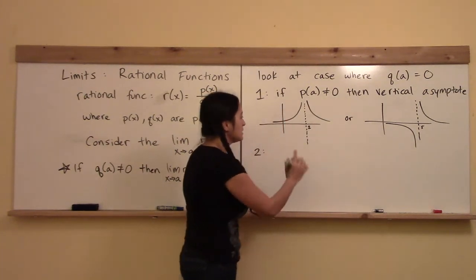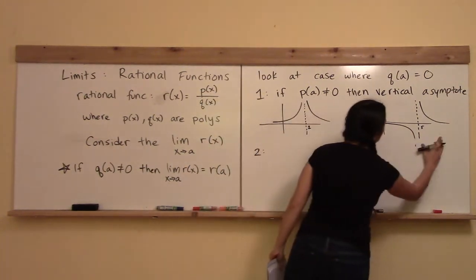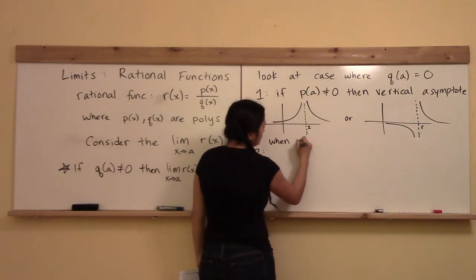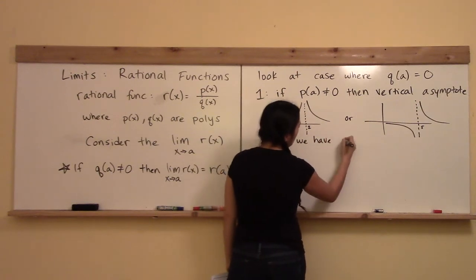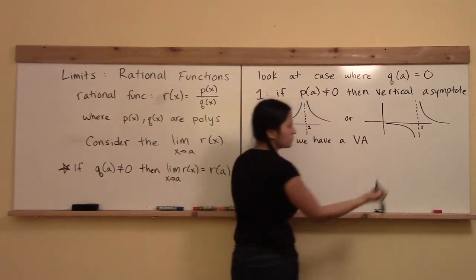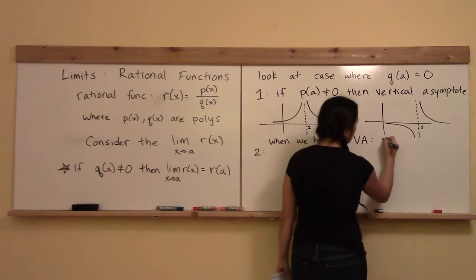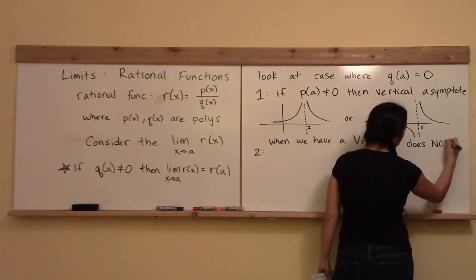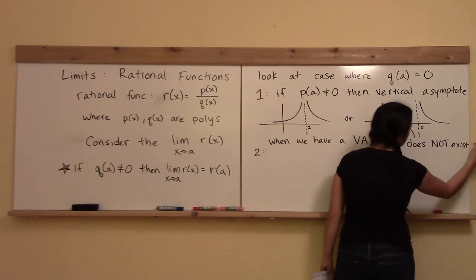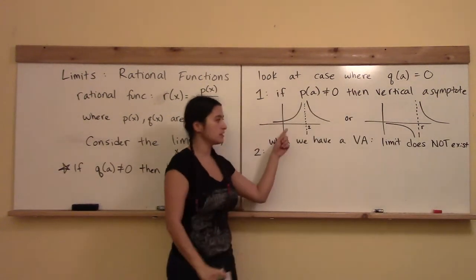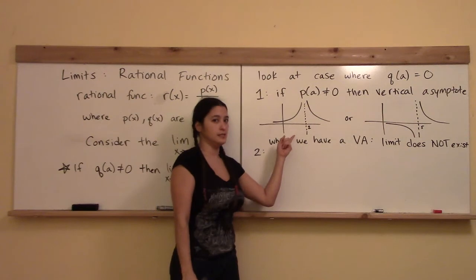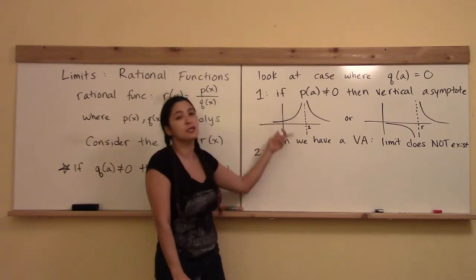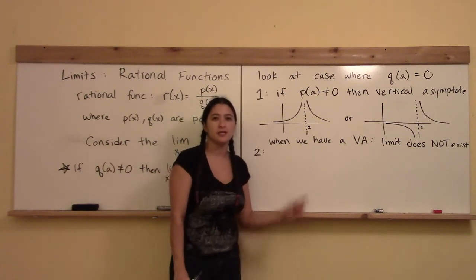In all of these cases, when we have a vertical asymptote, we're going to say that the limit does not exist. So when we have a vertical asymptote, I'll just abbreviate that as VA, then the limit does not exist. Okay, so DNE. So if I said, what's the limit of this as x approaches 2? DNE, does not exist.